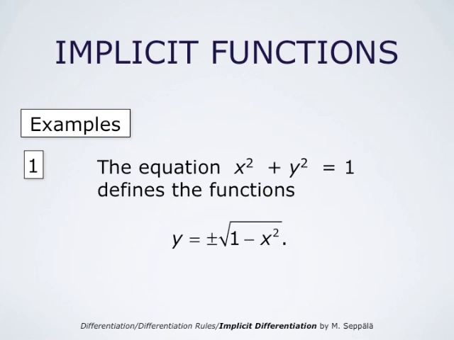It defines the two functions y equals plus square root of 1 minus x squared and y equals minus square root of 1 minus x squared. The graph of this equation x squared plus y squared equals 1 is a circle of radius 1 with center at the origin. The plus sign in this expression for y corresponds to the upper half of the circle and the minus sign to the lower half of the circle.